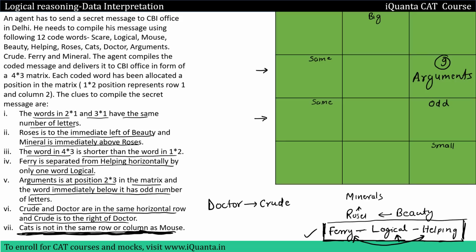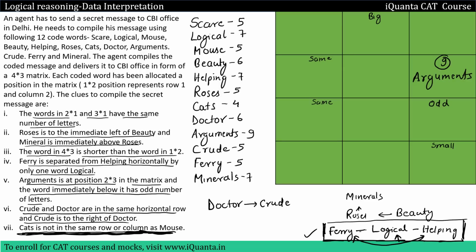Now below arguments we have a word having an odd number of letters. So all the words having an even number of letters cannot come here. Let me write down all the words here and the number of letters in them. So below arguments we cannot have a word having an even number of letters. So we cannot have doctor and beauty over there.